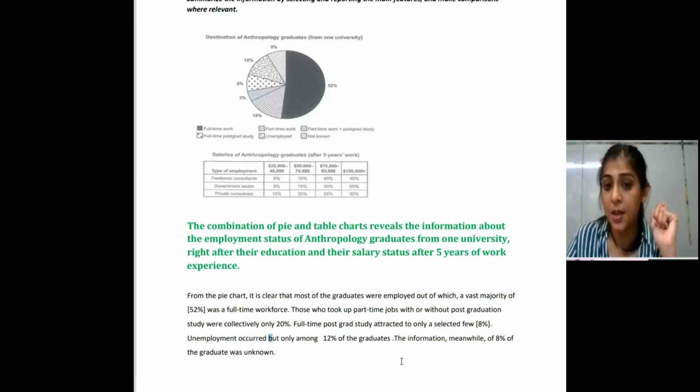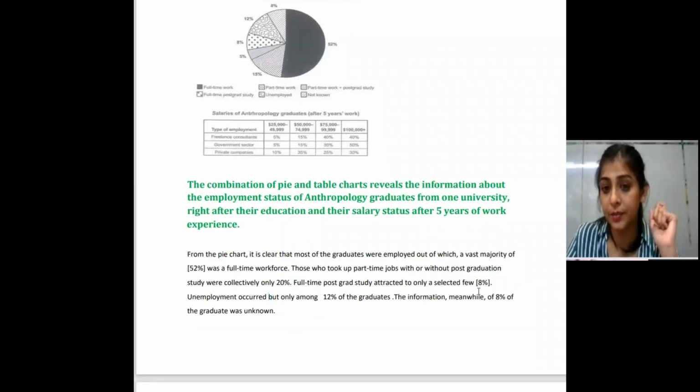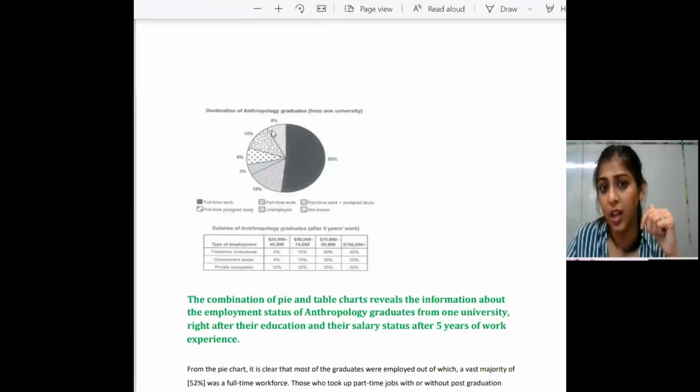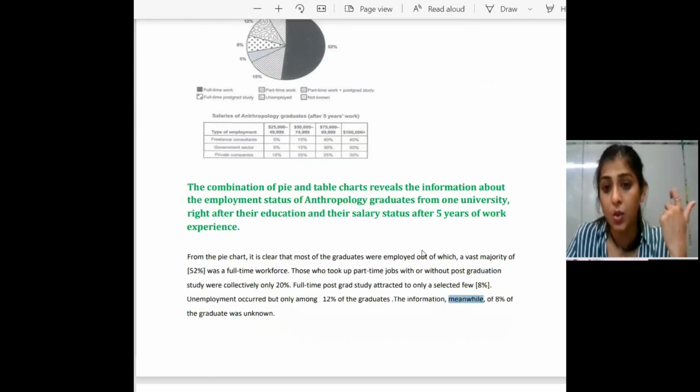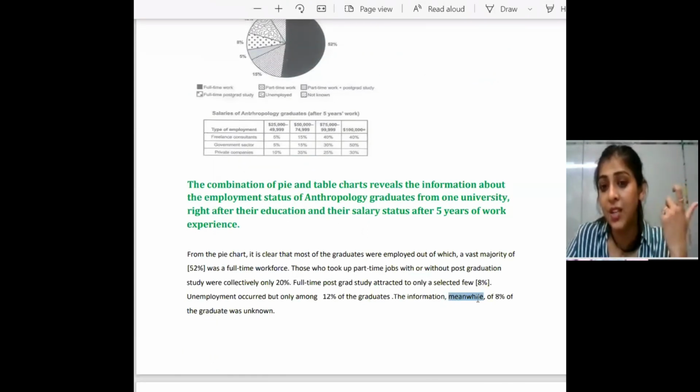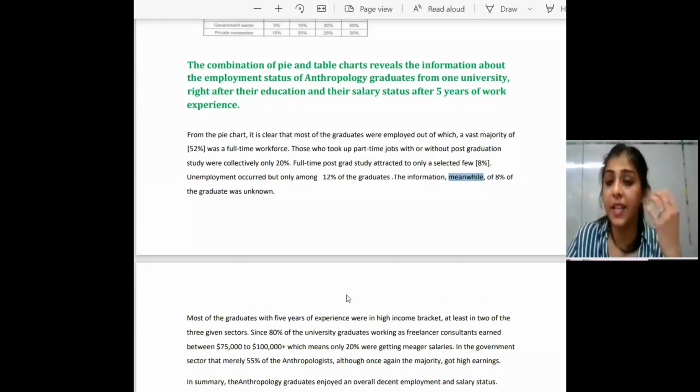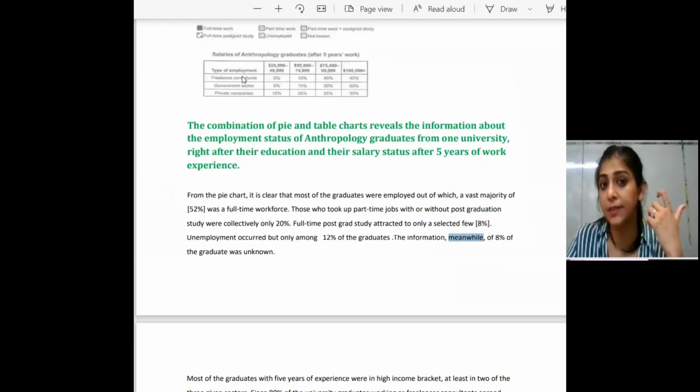The information, meanwhile, now this is for which category? This category is actually those 8% of students for whom the data was unknown. Got it? So the information, meanwhile, of 8% of graduates was unknown. Meanwhile means at the same time. Clear? Now the second chart was a table.